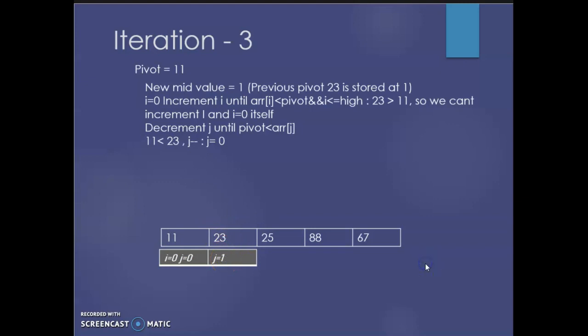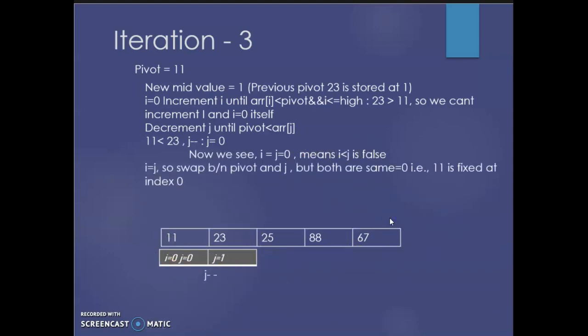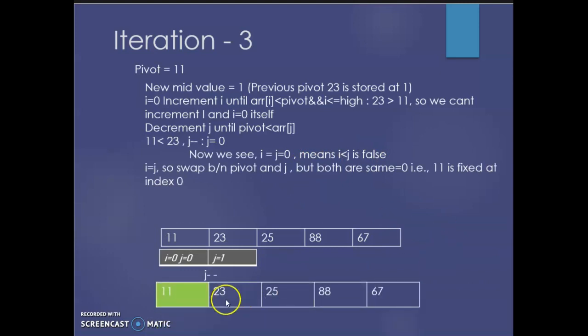Can I decrement J? Yes, I can decrement J because 23 is greater than 11. So I can decrement J once. And I can see that I and J are the same values. So that is the pivot value. And J value is also 0. So no need to swap and we can proceed. And finally, we can see that our sorted array is this.